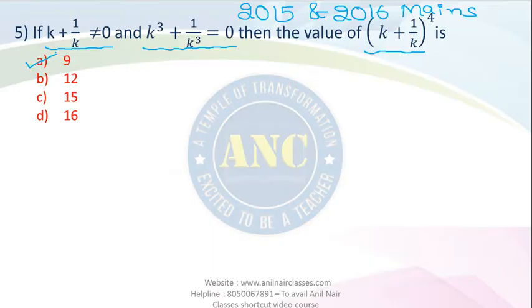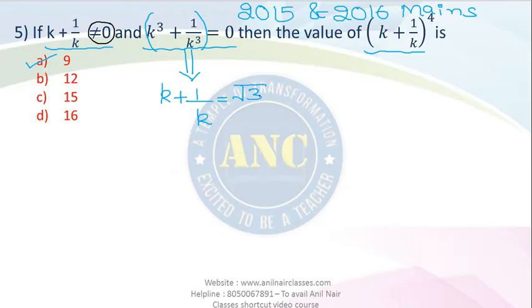Now see here, sir. How did I say it as 9 so fast? It is very simple. Because k cube plus 1 by k cube value is 0, by the vice versa condition I know that k plus 1 by k value will be equal to root 3. In the previous cases we learned the reverse: if k plus 1 by k is root 3, then k cube plus 1 by k cube equals 0. The vice versa is also true. If k cube plus 1 by k cube equals 0, then k plus 1 by k should be equal to root 3. And they are also saying that k plus 1 by k should not be equal to 0.